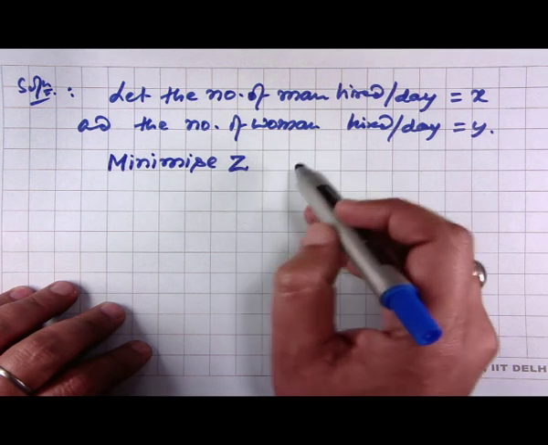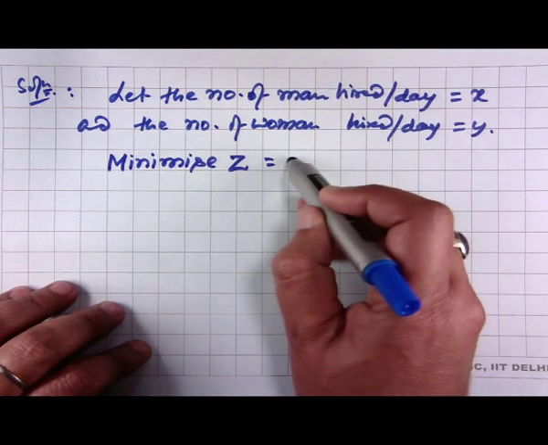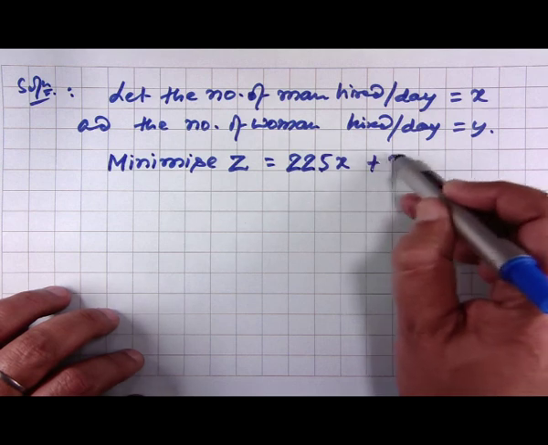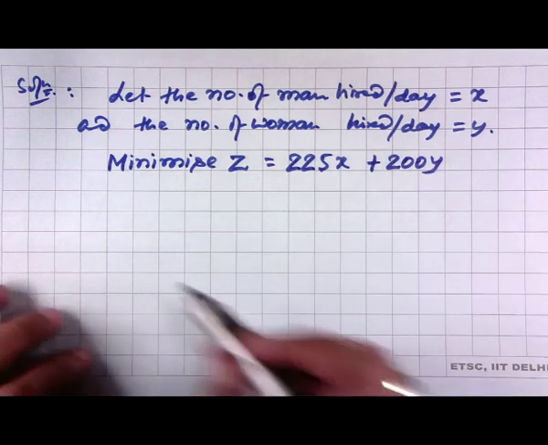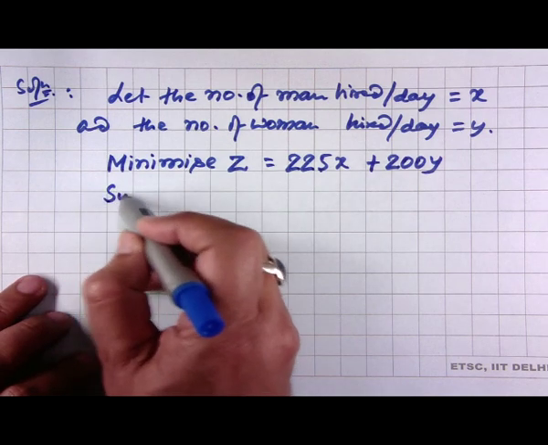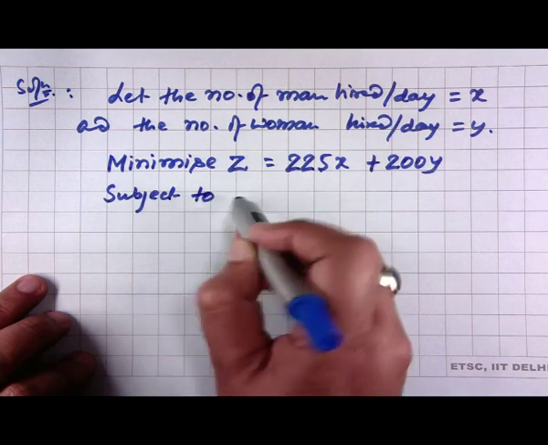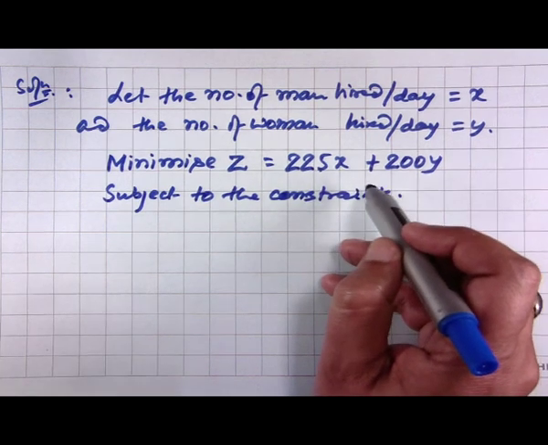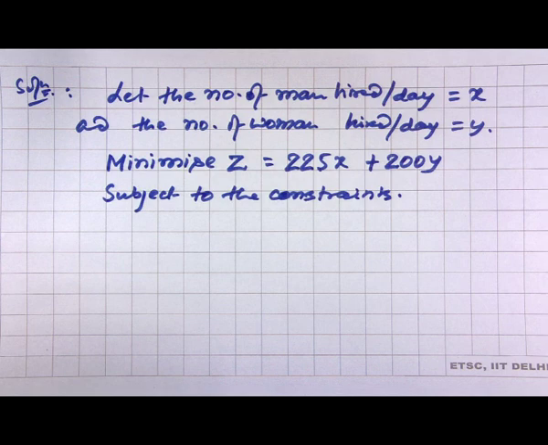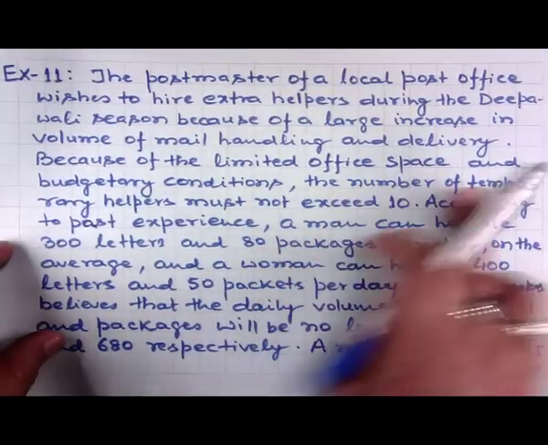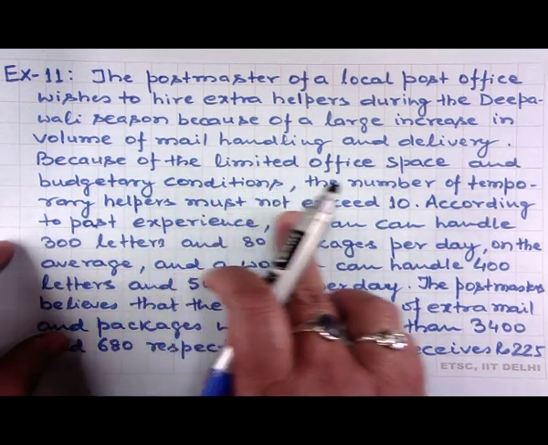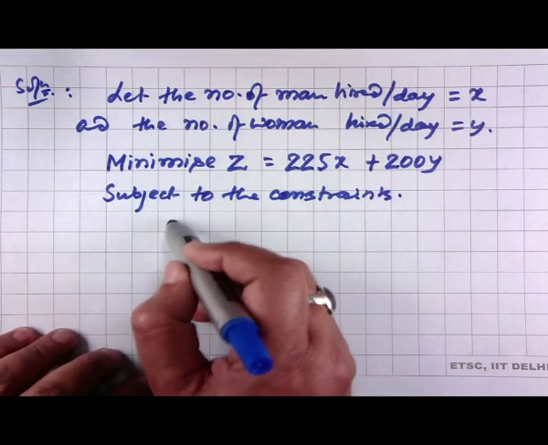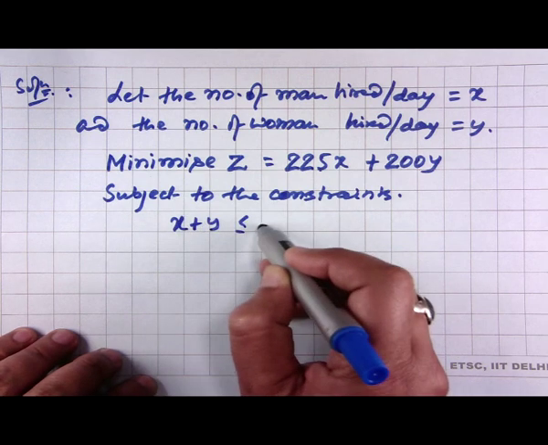Minimize Z equal to 225X plus 200Y, subject to the constraints: the number of temporary helpers must not exceed 10. So X plus Y less than equal to 10.